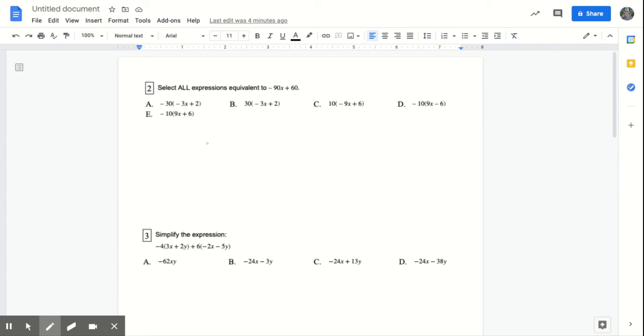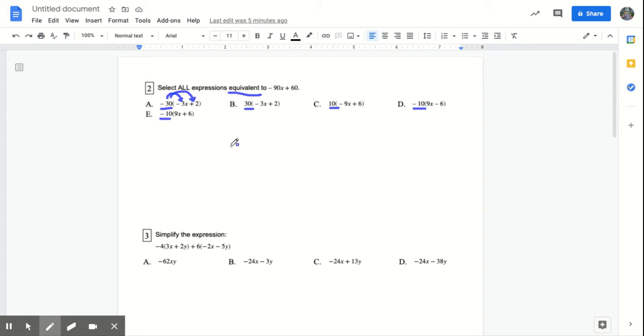Number two, select all expressions equivalent to negative 90x plus 60. Okay, so the word equivalent means equal to or the same. So we're looking for things that would be equal to negative 90x plus 60. Now, when I look at all of my options here from A through E, I notice that they all have a number outside of the parentheses. And I notice that there's some numbers in the parentheses. Whenever you're dealing with problems like this, we're going to be looking to use the distributive property. So I'm going to be multiplying what's outside with what's inside the parentheses.